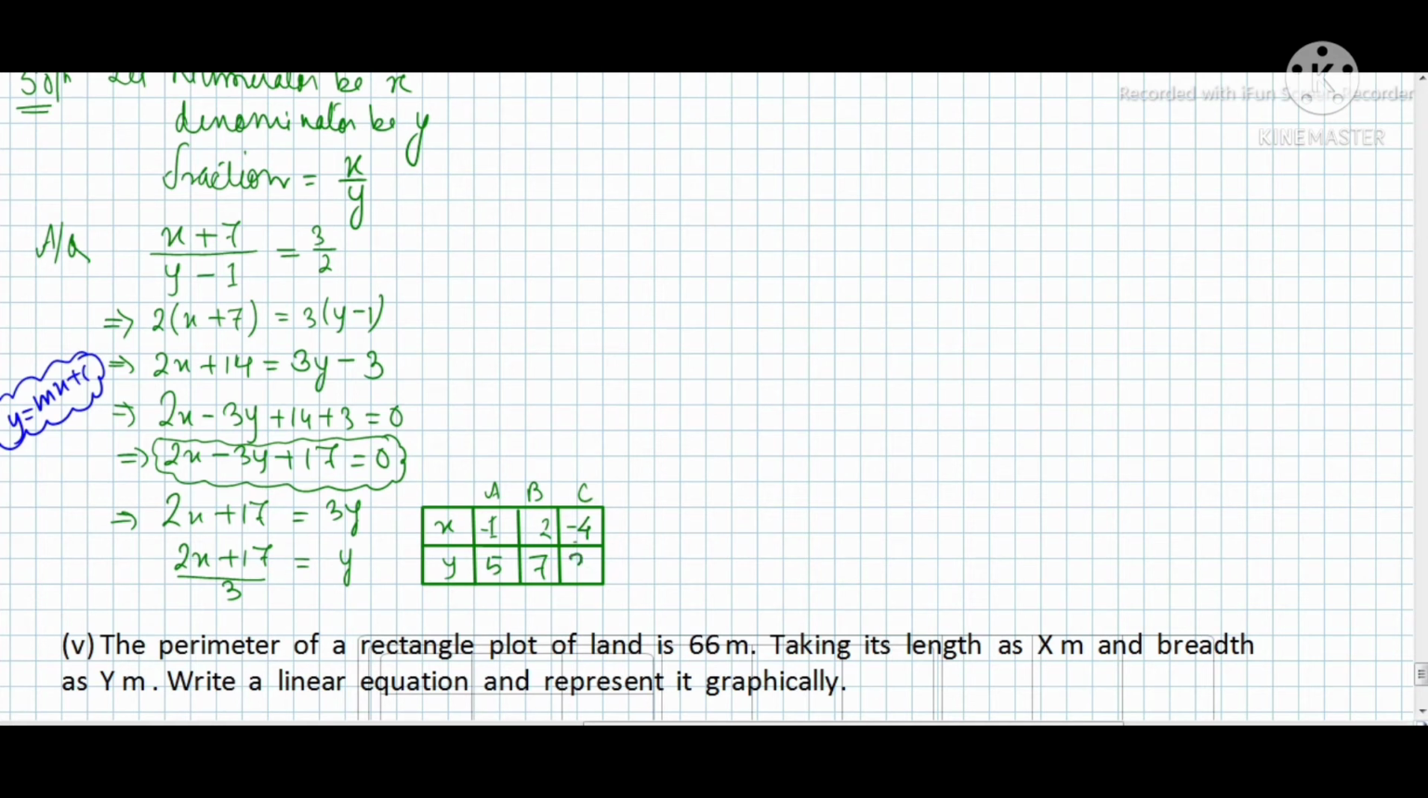So it is 3. Now I have to plot the graph. You see, I will plot the graph. For that I have to make 2 axes, the x and y axis.